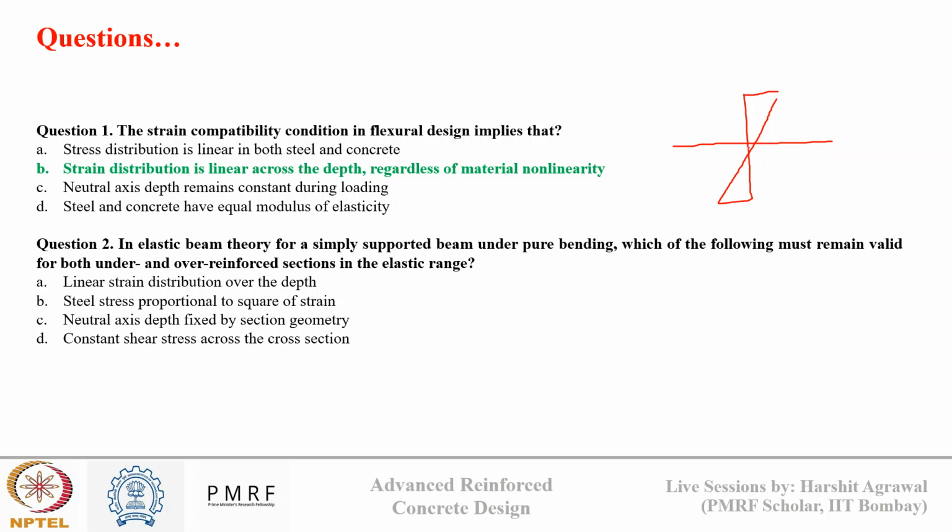Irrespective of whether it is steel here or concrete here, the strain distribution is linear across the depth, regardless of the material and non-linearity. So this is the first assumption that we talked about when we discussed elastic beam theory. Now try to answer the second question. In elastic beam theory for a simply supported beam under pure bending, which of the following must remain valid for both under reinforced and over reinforced section?